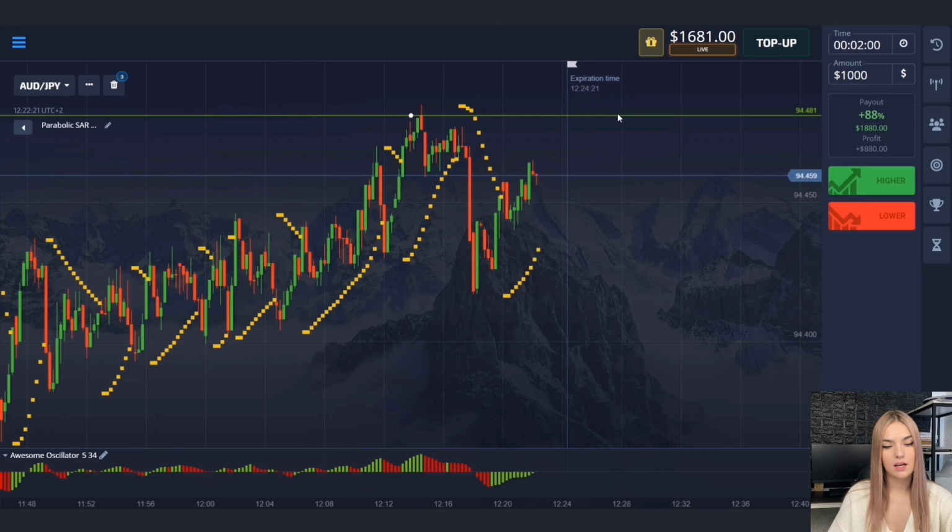Here we see the resistance level, we also see that after the pullback the price moves back to our level. Also our indicators tell us that an upward movement is expected. Here I propose to open a deal for 2 minutes to increase.